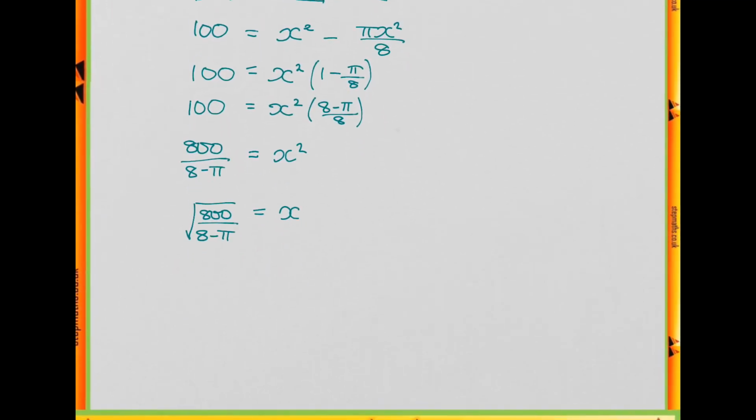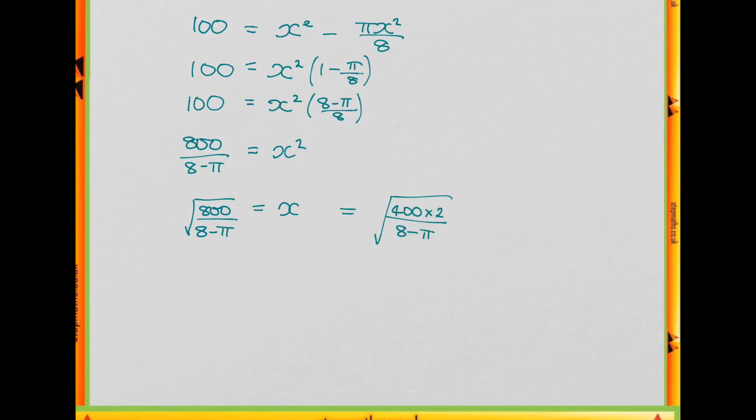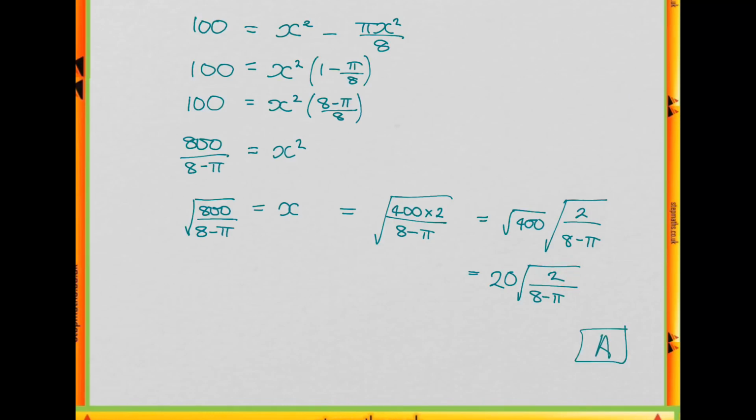But notice we can simplify this down a bit. 800 is just 400 times 2, and the square root of 400 is 20. So we get 20 times root of 2 over 8 minus pi, and so our answer is A.